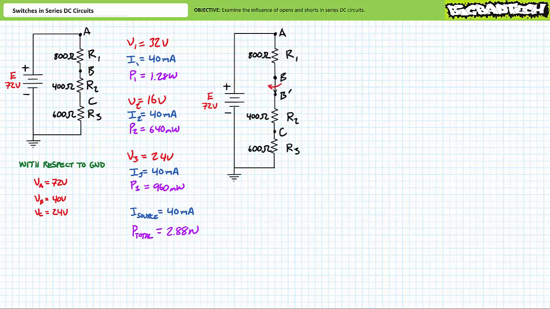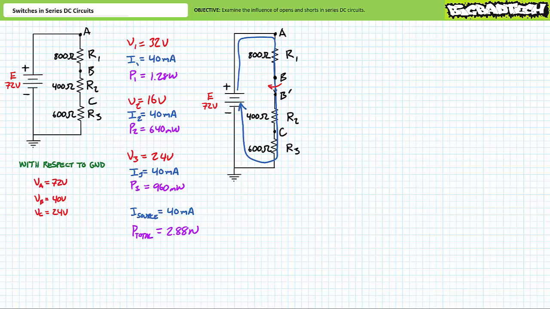Switches and opens can appear in other places in series circuits with similar effect, yet slightly different properties. Consider the same series circuit with a two-terminal switch installed between the bottom of R1 and the top of R2, B to B single prime. In the closed state, the presence of the ideal 0 ohm resistance switch does not influence this system, and 40 milliamperes of current will continue to flow through this system. You'll note the inclusion of the two-terminal switch necessitates an additional node I'm calling B single prime.